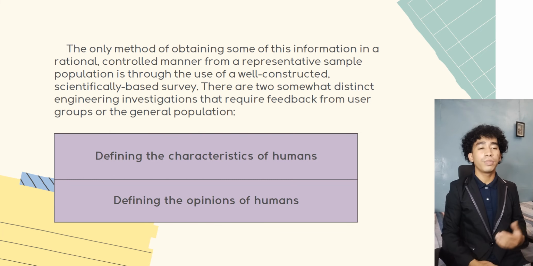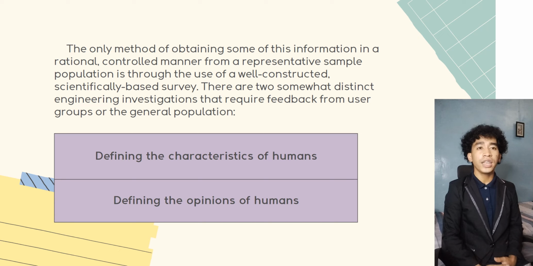The only method of obtaining some of this information in a rational, controlled manner from a representative sample population is through the use of a well-constructed, scientifically based survey. There are two somewhat distinct engineering investigations that require feedback from user groups or the general population. So the first one is defining the characteristics of humans, and the second one is defining the opinions of humans.